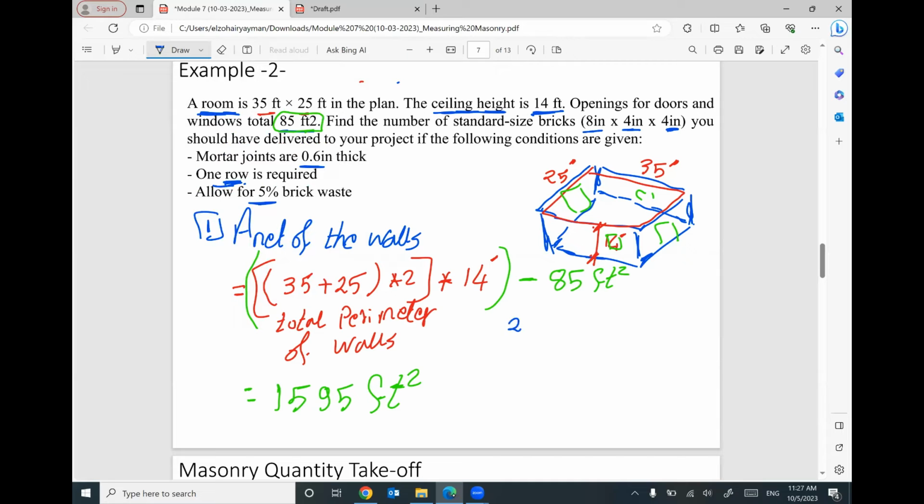Step number 2, I need to figure out what is the surface area of one brick. But you have to consider the joint thickness. The mortar joint thickness is 0.6. And your brick, one brick, looks like this.